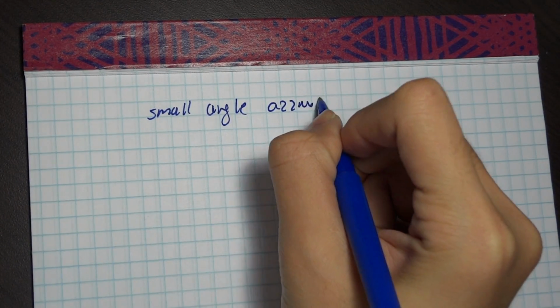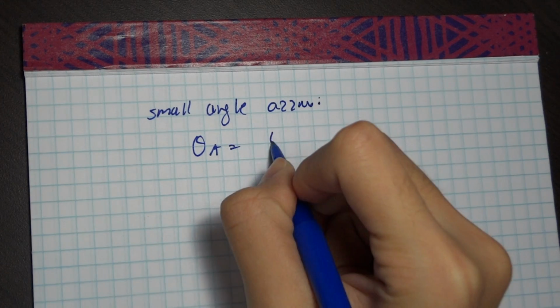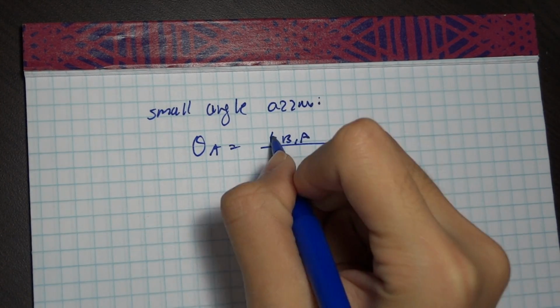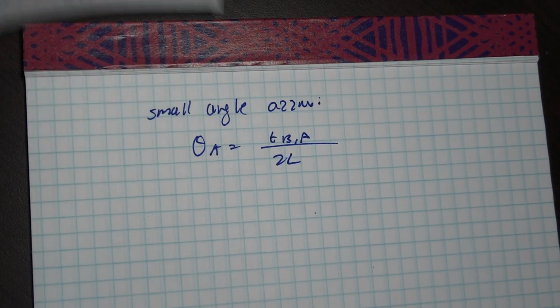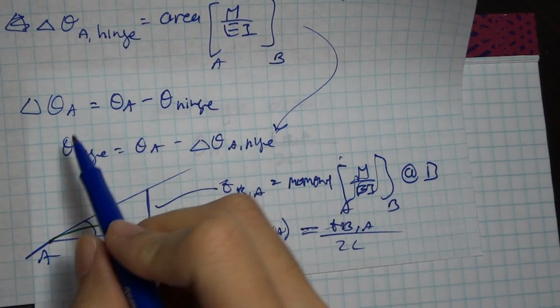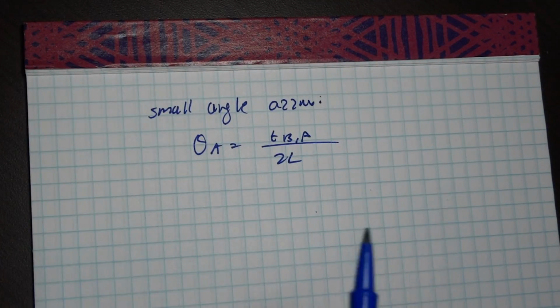Small angle approximation, so theta is just equal to TBA over 2L. And now I know theta A, I know delta theta A, and I can get theta hinge.